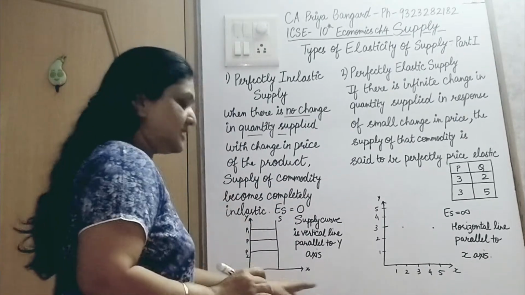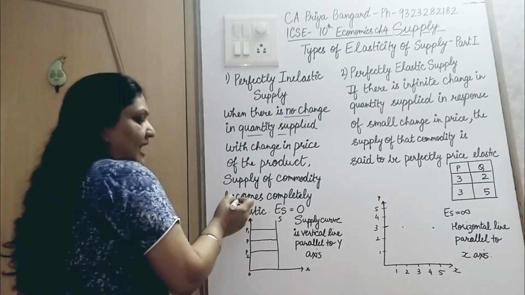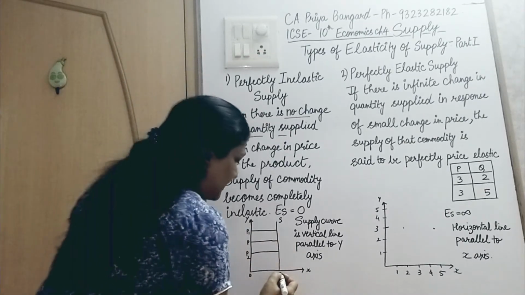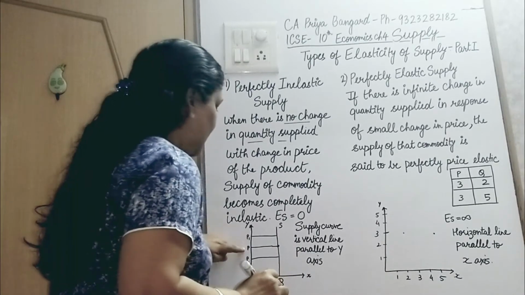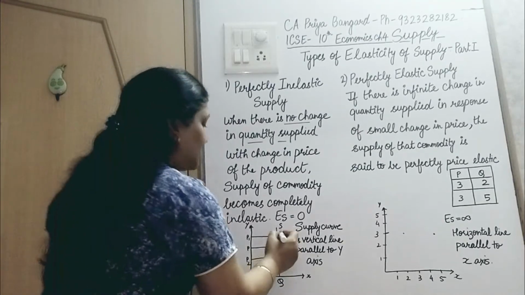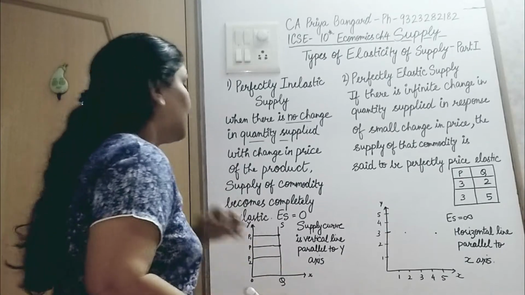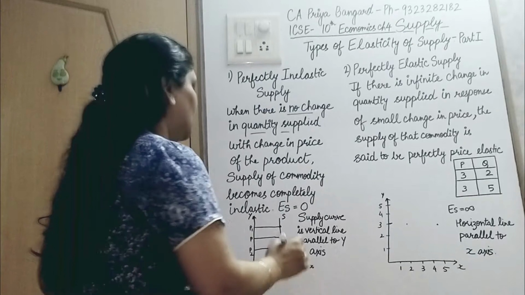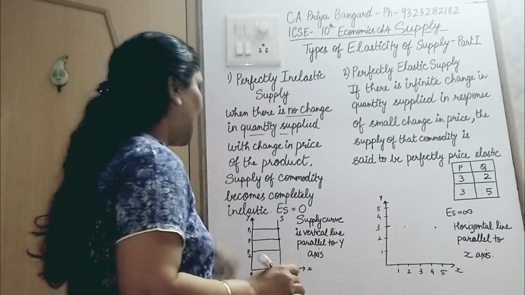Now let's understand with the help of graph. On x-axis you have quantity, y-axis you have price. At P price you had Q quantity, and this was the point. When price increased from P to P1, the quantity supplied has not changed. You are supplying the same amount of quantity as a producer, because we are reading supply.